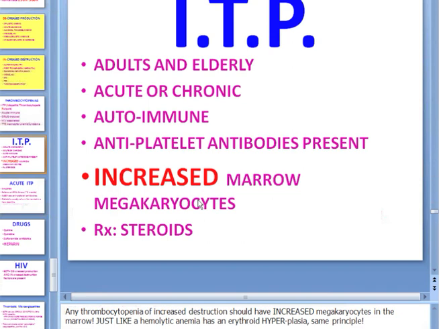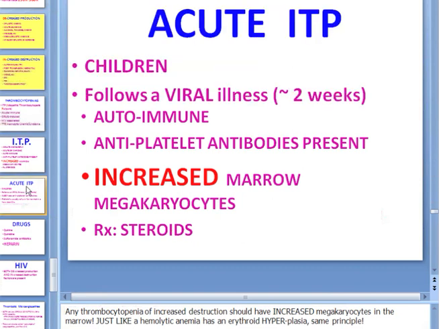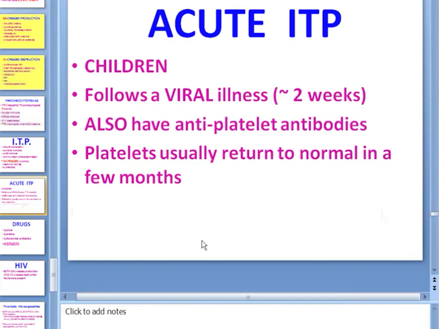For some reason, because most of these are autoimmune and steroids decrease the attraction between antibodies and antigens, and they're used in a lot of autoimmune diseases, steroids are still considered the main type of treatment for ITP. And remember, these are adults. And in kids, it's usually an acute syndrome. It usually follows a viral illness, and they also have antiplatelet antibodies.